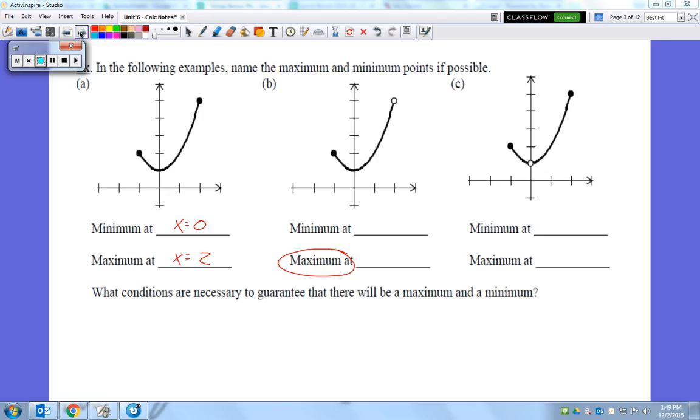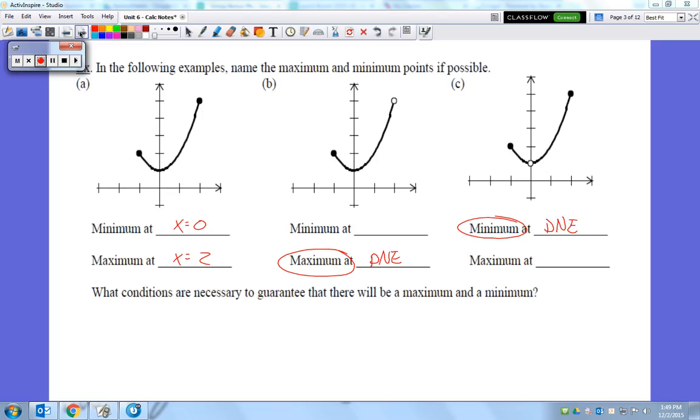Otherwise, you will infinitely approach a number that you're trying to find its maximum, but there'll be one right above it. When you get there, there's another one right above it, because you're always approaching that number. All right? And then just the same over here. The minimum does not exist.